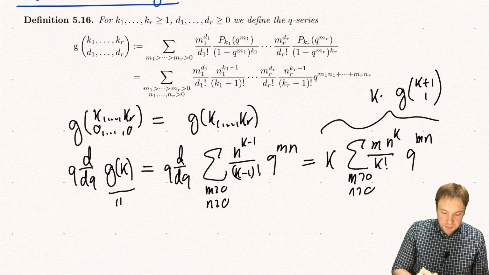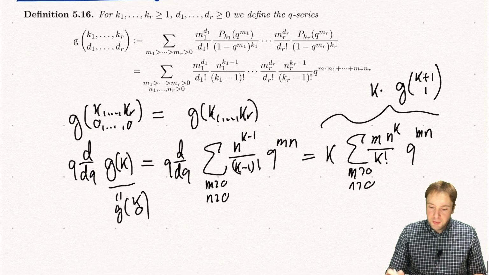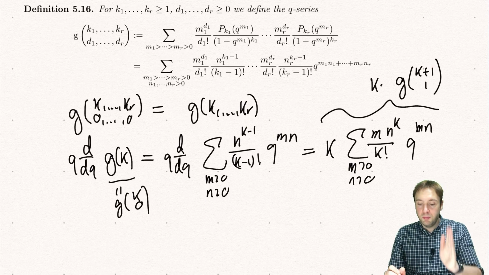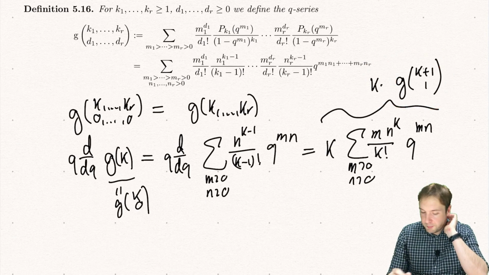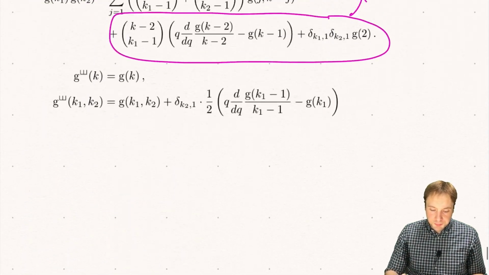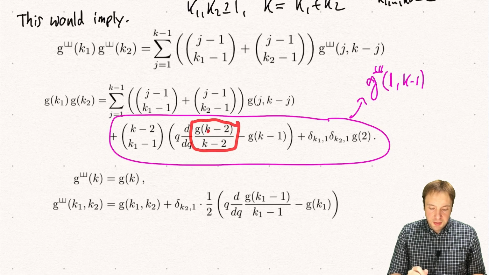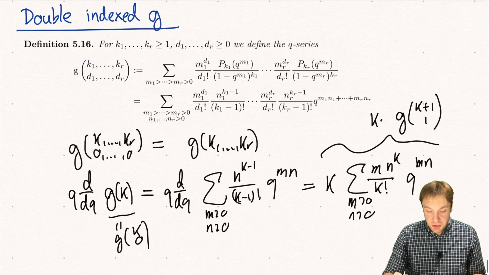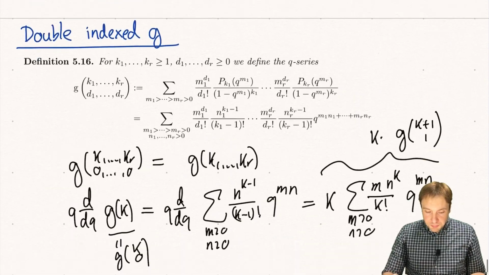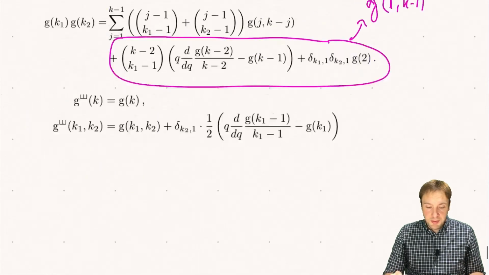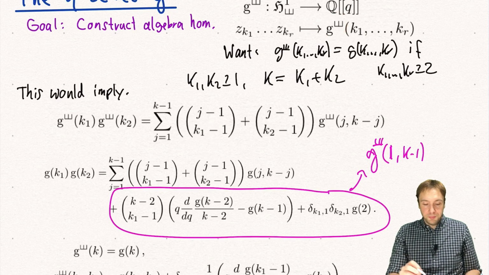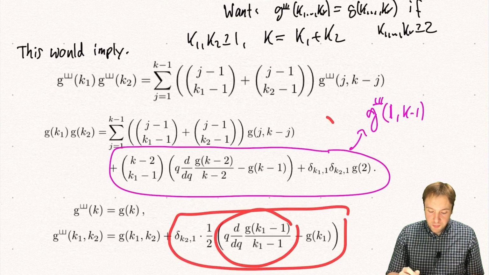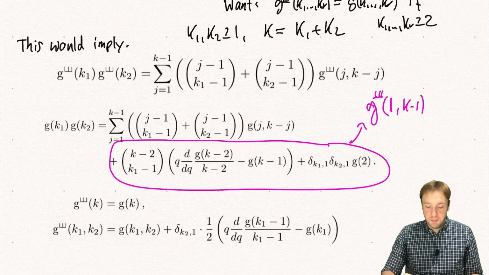And this is g_k with 0 on the bottom. So therefore, the derivative of this g_k 0 just means we add 1 on both places here, and also have some factor depending on this k. So this derivative could also be written just in terms of these double index g's, and this will be the case in general, meaning that these definitions of g shuffle we can write down like this here, where the extra terms are not just given by derivatives, but by these double index g.